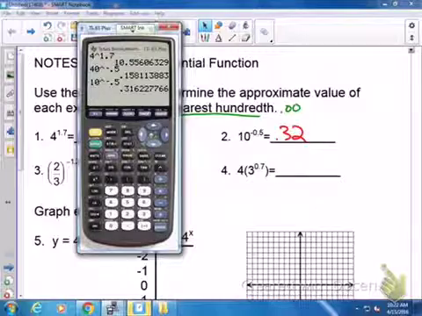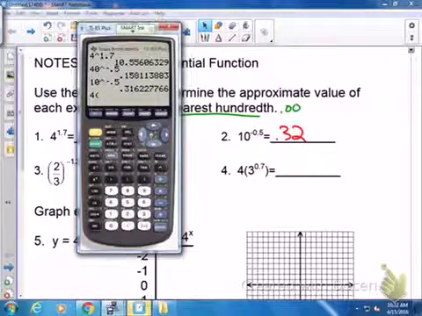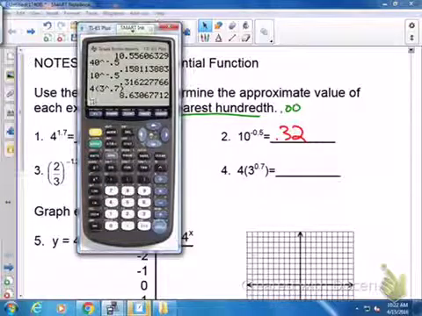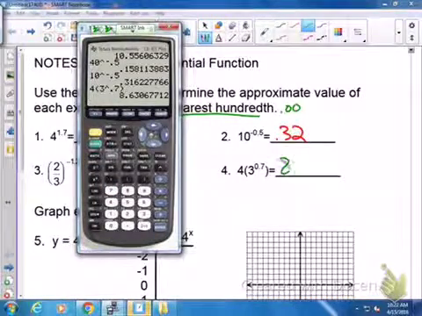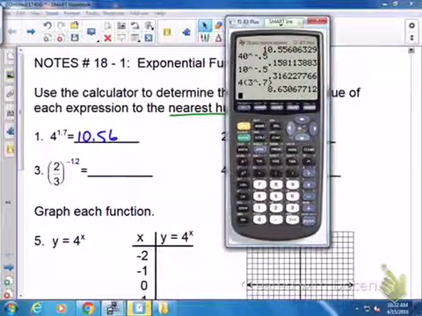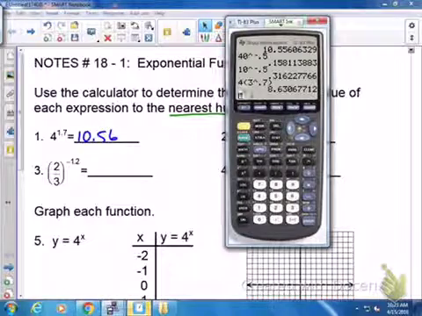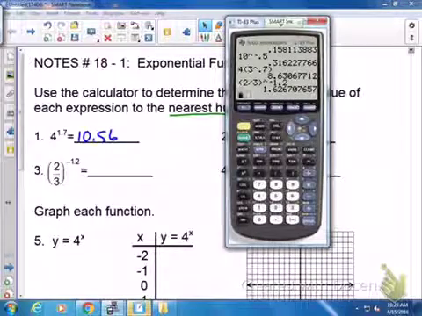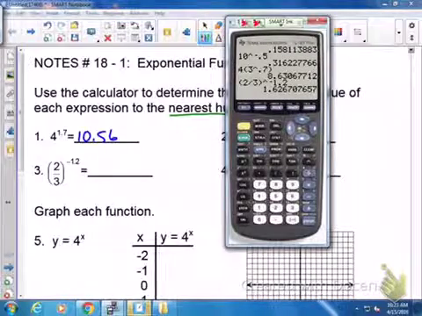Let's see, the next one looks a little funny. It's 4, then in parentheses 3 to the 0.7, close parentheses, enter. I got 8.63. Then we have our last one over here. That would be in parentheses 2 divided by 3, close parentheses, to the negative 1.2. If we do that one, we get 1.63.